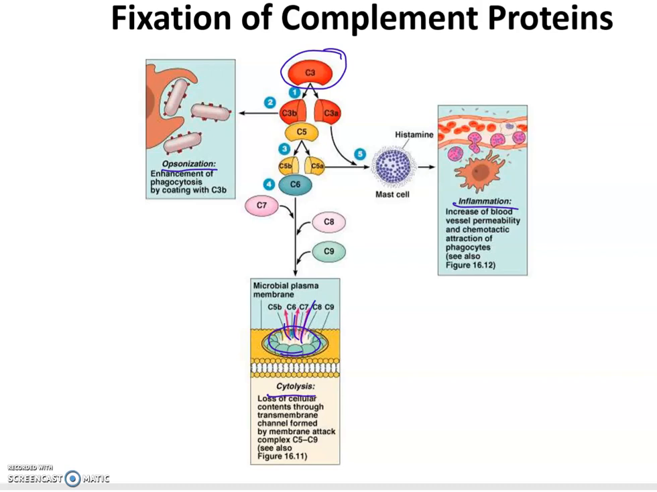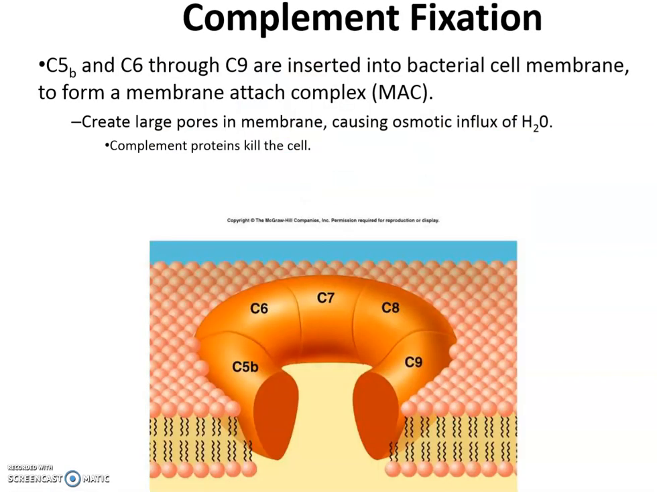So basically, once C3 has been activated, it will split into C3a and C3b, and that then activates C5 through C9 to form this membrane attack complex, and then we're activating mast cells to release histamine from these granules inside of the mast cell, and we're going to enhance phagocytosis by coating bacteria with C3b, which is this component right here. Here is the membrane attack complex, nice and big. I like this picture. It's pretty cool.